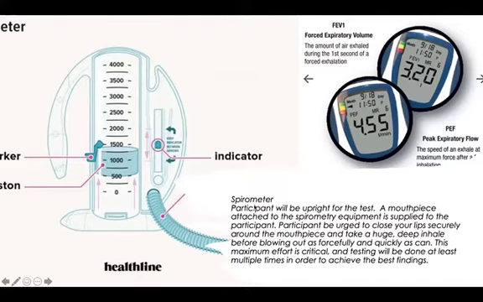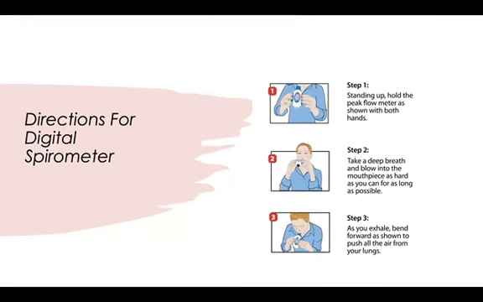The spirometer test has the participants in an upright position, and the mouthpiece is attached to the spirometer equipment. The participant is urged to close their lips securely around the mouthpiece, take a huge, deep inhale, and then blow out forcefully and as quickly as they can. This maximum effort is critical, and testing is done multiple times to achieve the best findings.